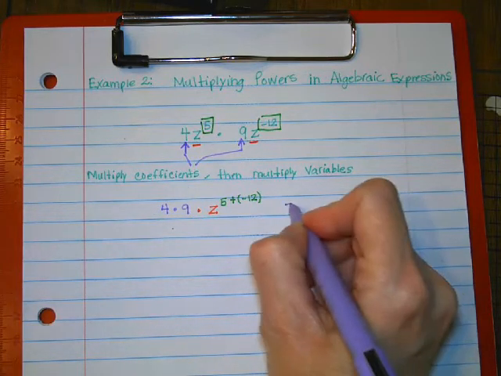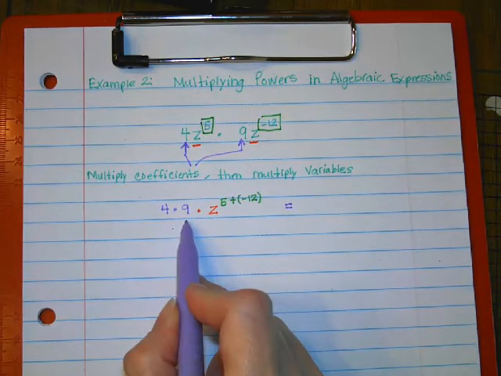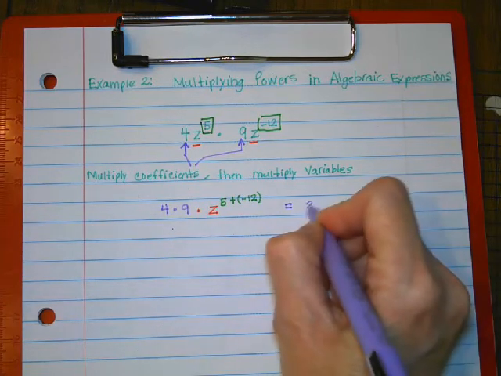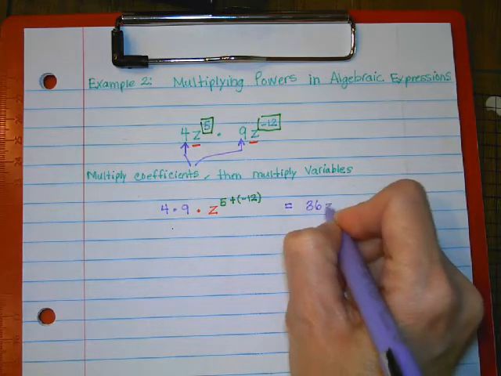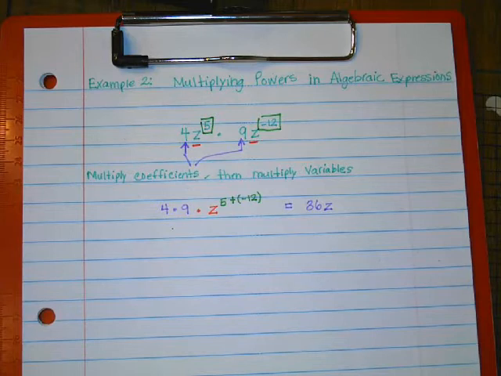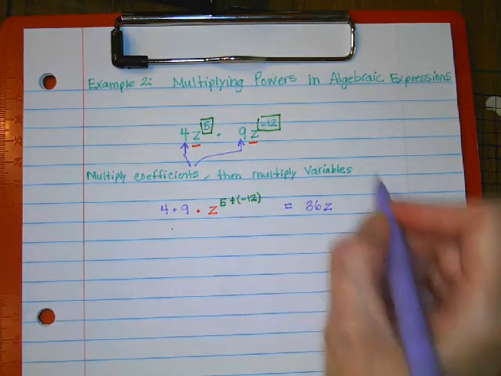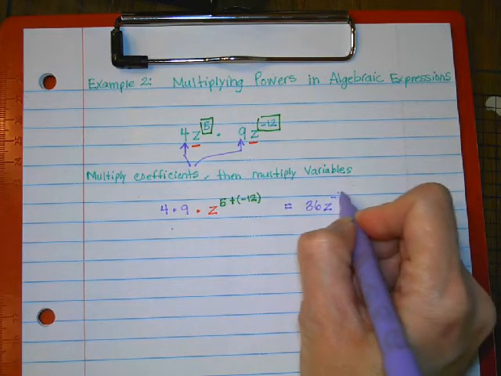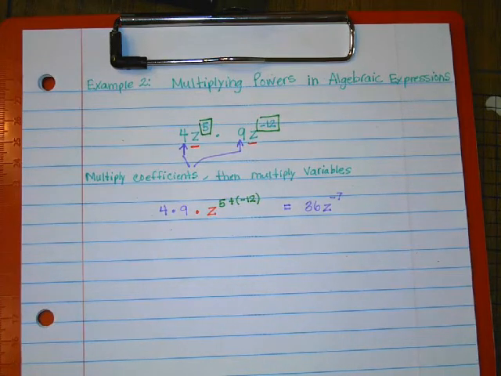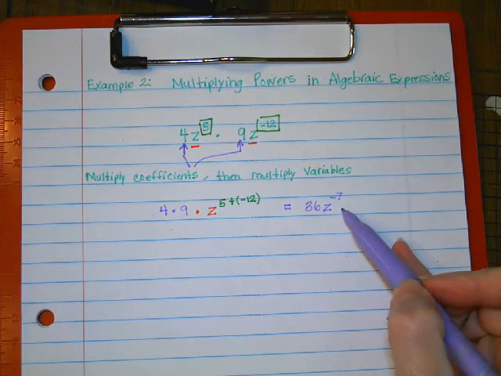To get our final answer, we'll multiply 4 times 9, which is 36. We'll bring over our base that they shared in common, which is z. 5 plus negative 12 is negative 7. Now, once we get to here, they're asking us to simplify. And when they ask us to simplify, we cannot have negative exponents in our answer. So when you simplify, you have to have positive exponents.